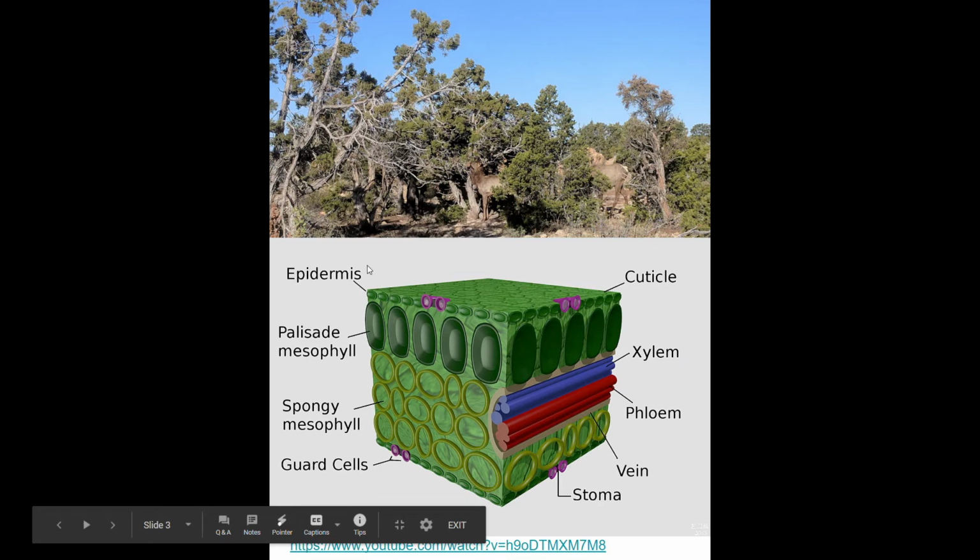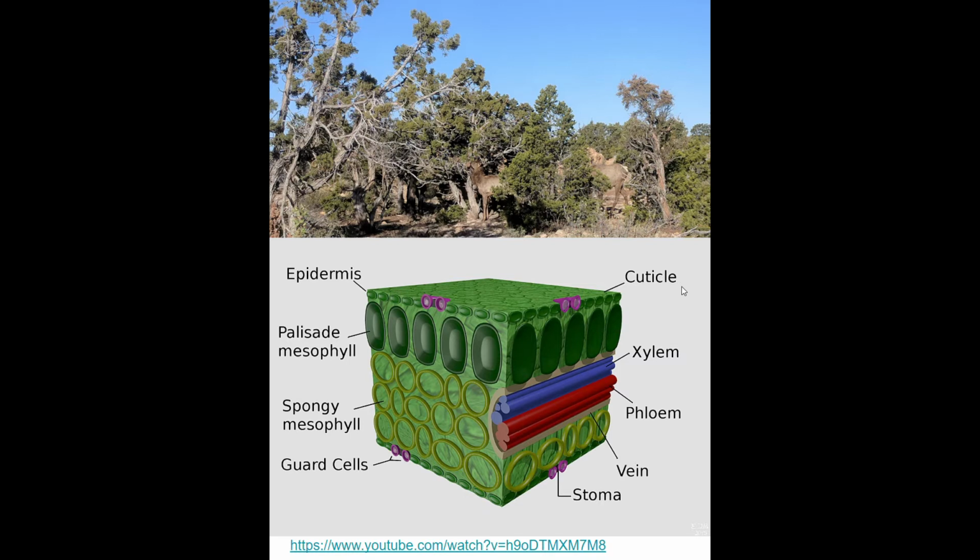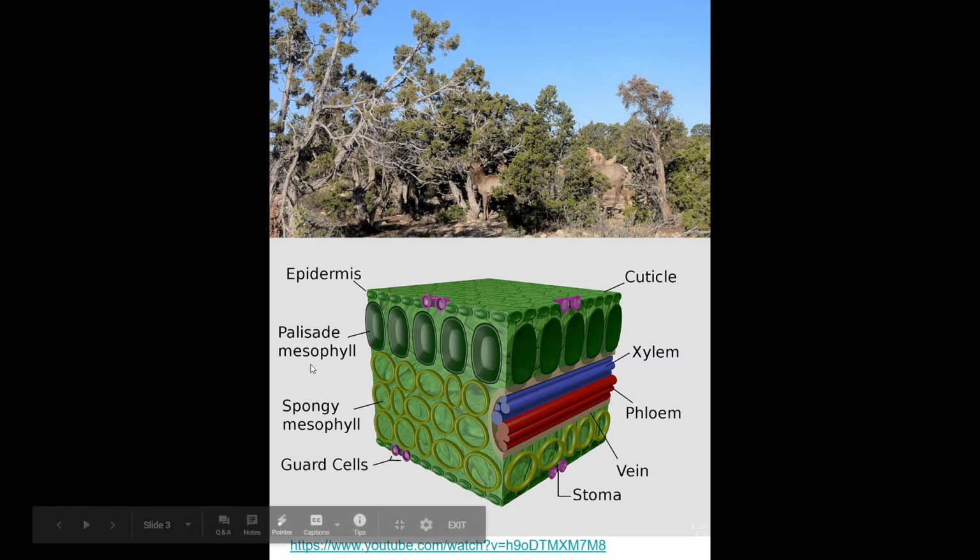We'll talk a little bit about the epidermis, but not super in depth. We're going to be talking more about the cuticle. The palisade mesophyll and the spongy mesophyll, we're not going to talk about a whole lot. Just know they are parts of a leaf. Okay? Moving forward. Oh, wait, sorry, not moving forward.